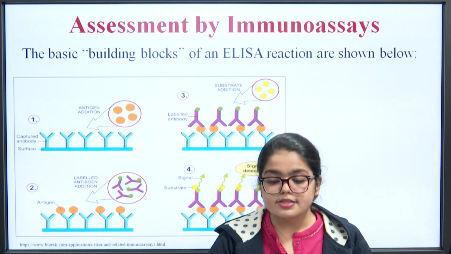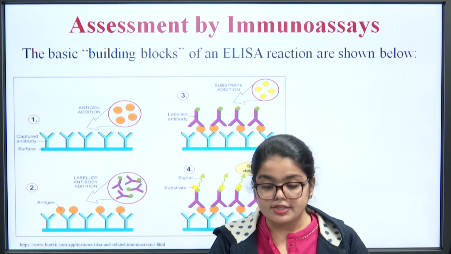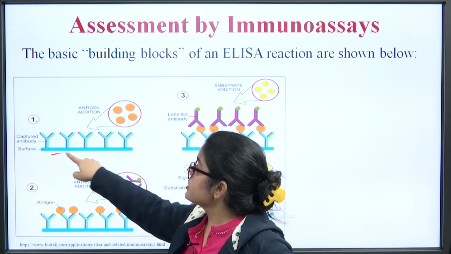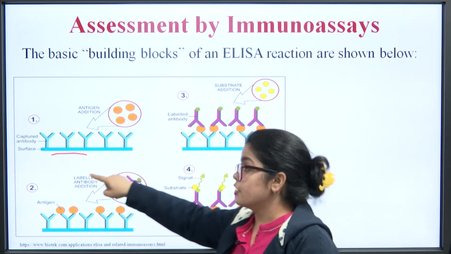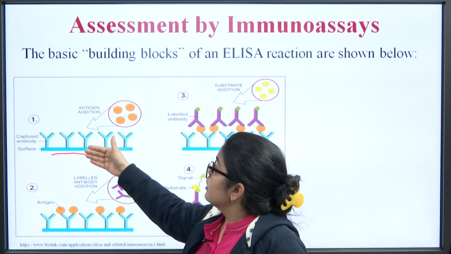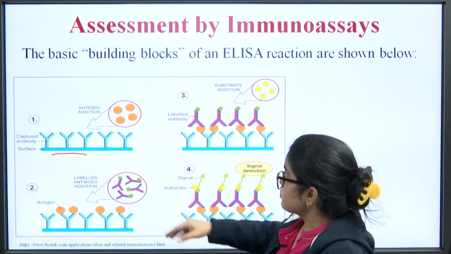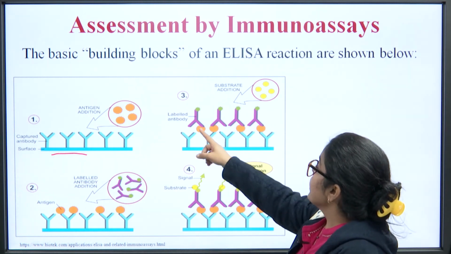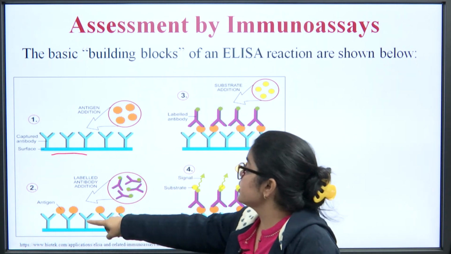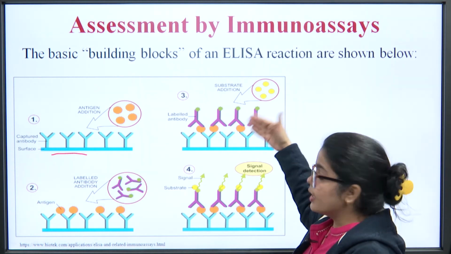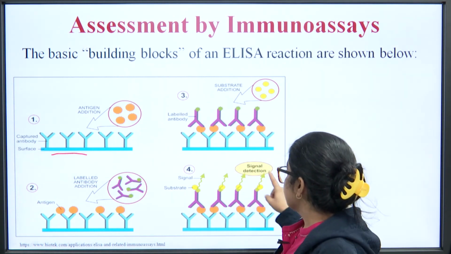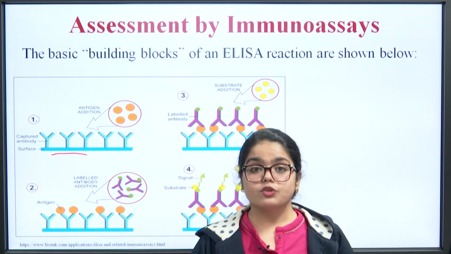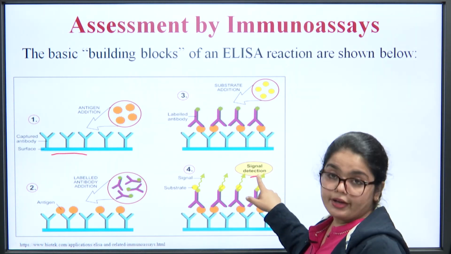Then coming to the next slide, it is the image showing the immunoassay. It is the ELISA reaction. You can see this is the surface, and these are the captured antibodies over the surface. We add the antigen into it, then the labeled antibody is added. The labeled antibody gets attached to the antigen that was added earlier, then the substrate is added. You can see the substrate causes signal detection, that means it will be fluorescing, producing fluorescence which will be detected by the microscope.